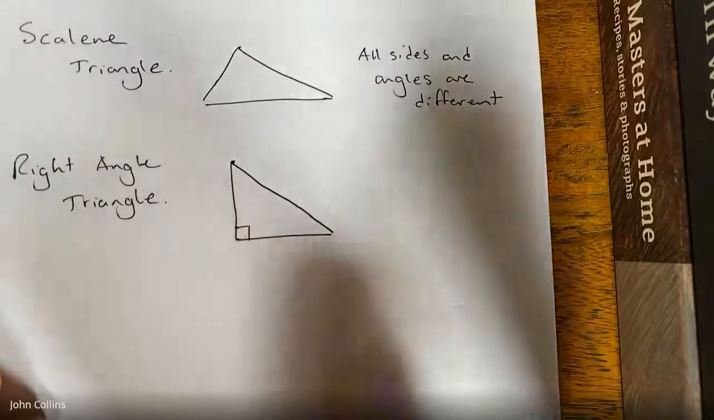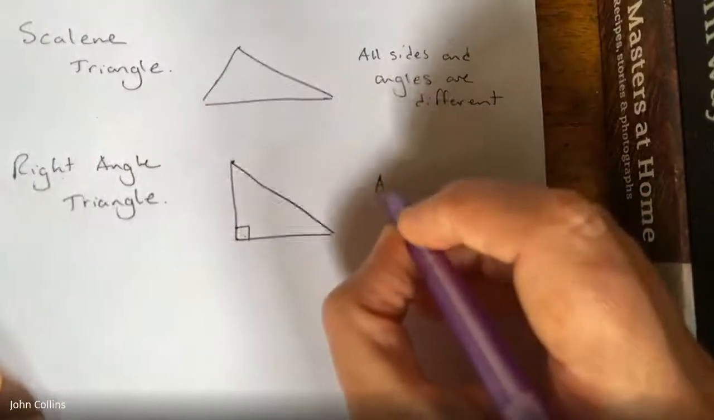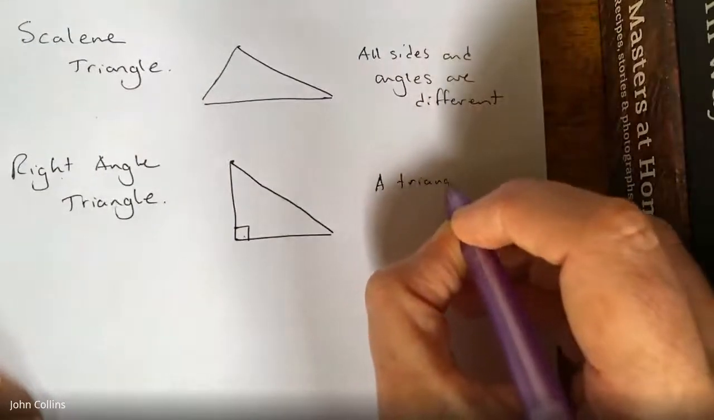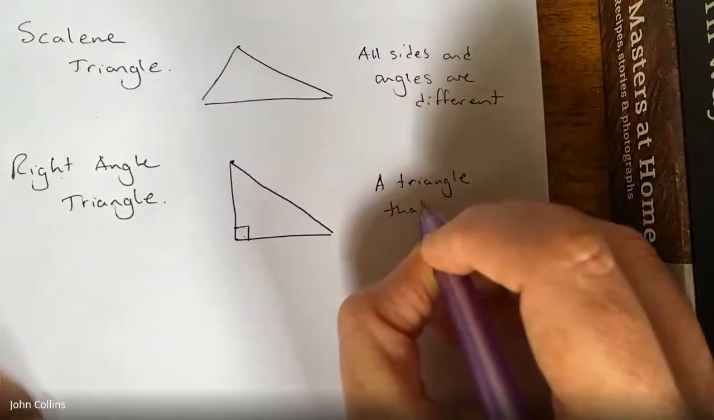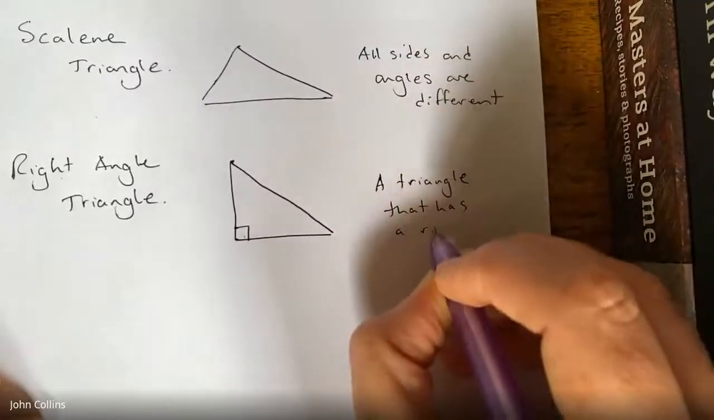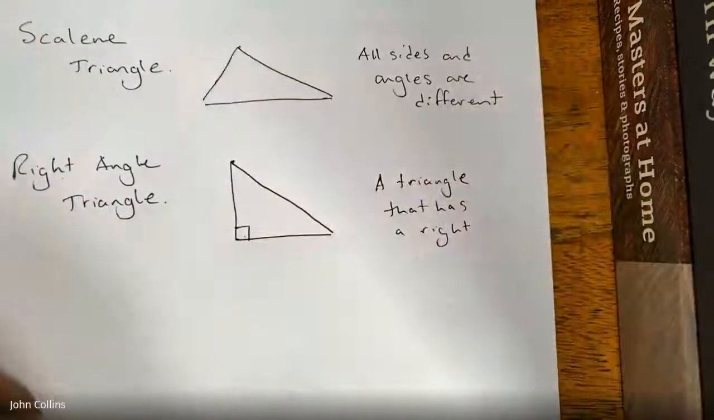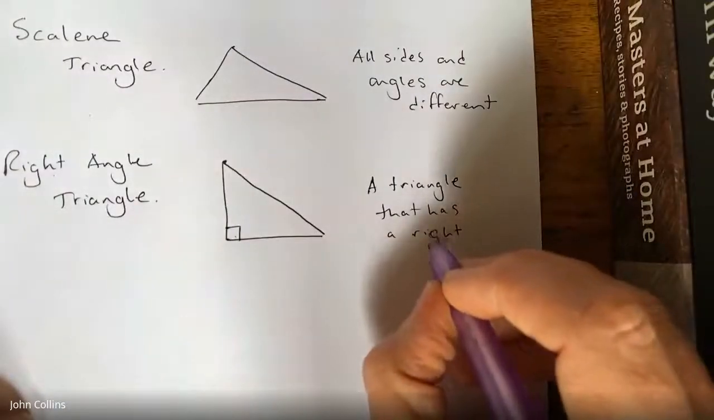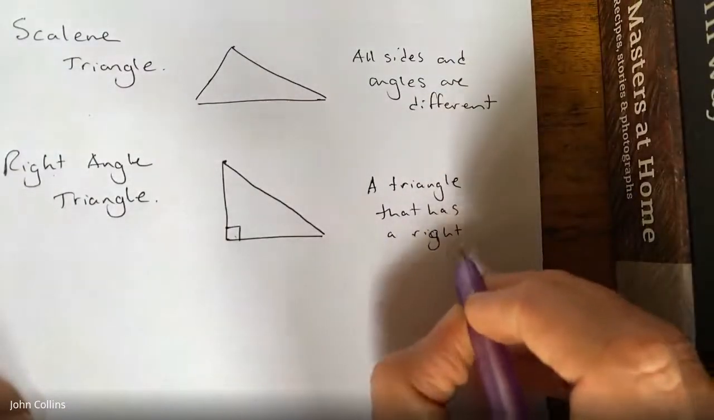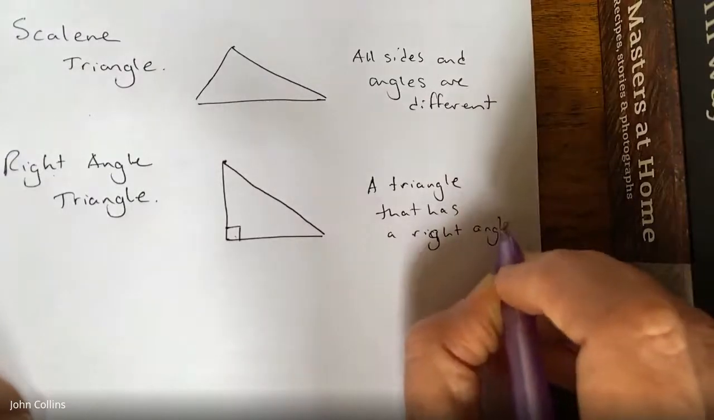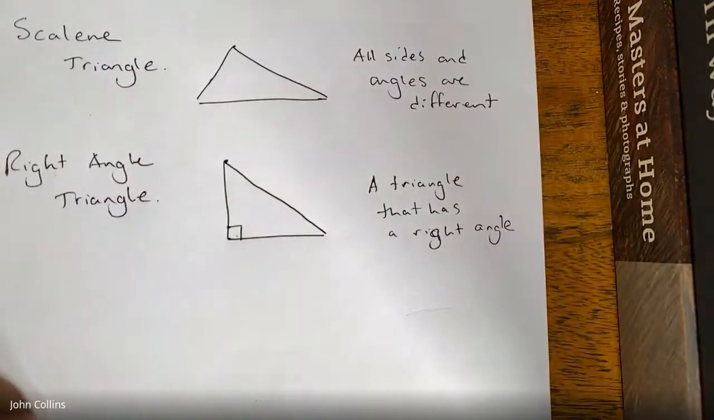So a right angle triangle is a triangle that has a right angle in it. Not exactly rocket science, this one. So a triangle that has a right angle is a right angle triangle. Look at that.